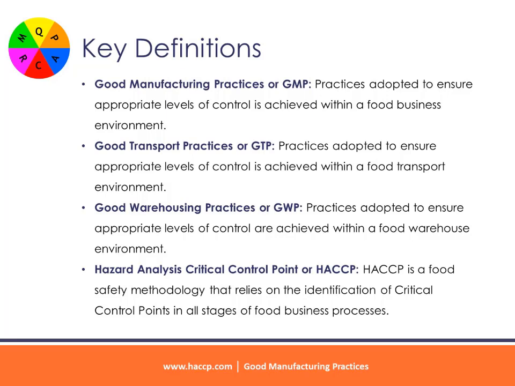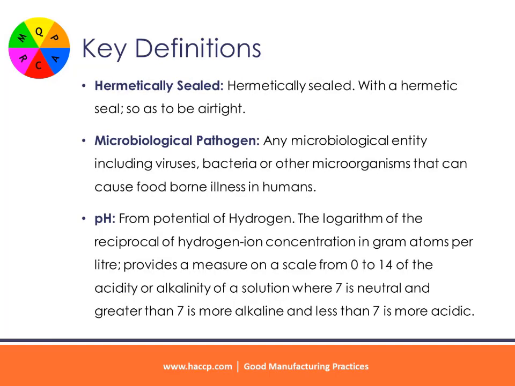HACCP is a food safety methodology that relies on the identification of critical control points in all stages of food business processes. Hermetically sealed: with a hermetic seal, so as to be airtight. Microbiological pathogen: any microbiological entity including viruses, bacteria or other microorganisms that can cause foodborne illness in humans.